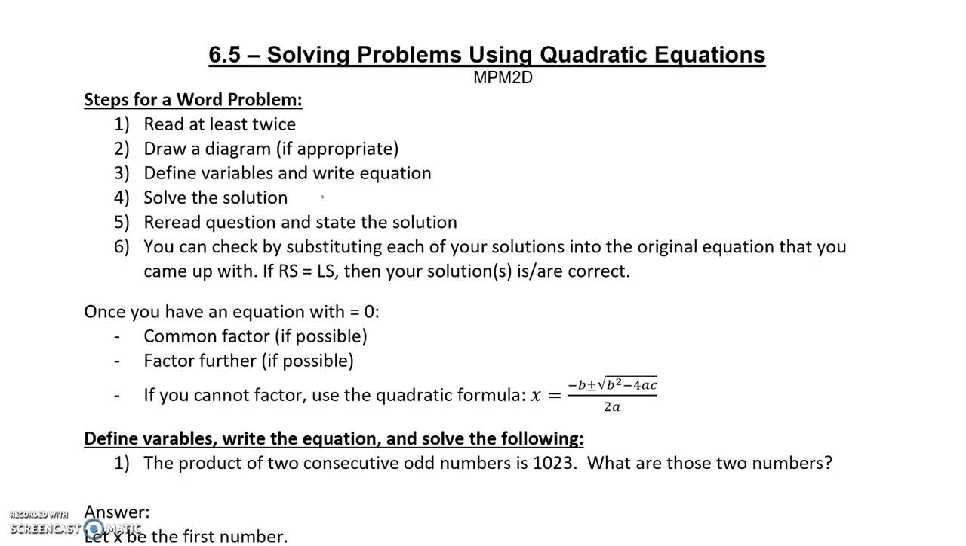Once you have an equation that's equal to 0, and we're going to get this at this step right here, once we write the equation, we'll rearrange it so it equals 0. Then we try to common factor if we can, and if we can fully factor, we go ahead and do that. If we cannot fully factor, only then do we use the quadratic formula.